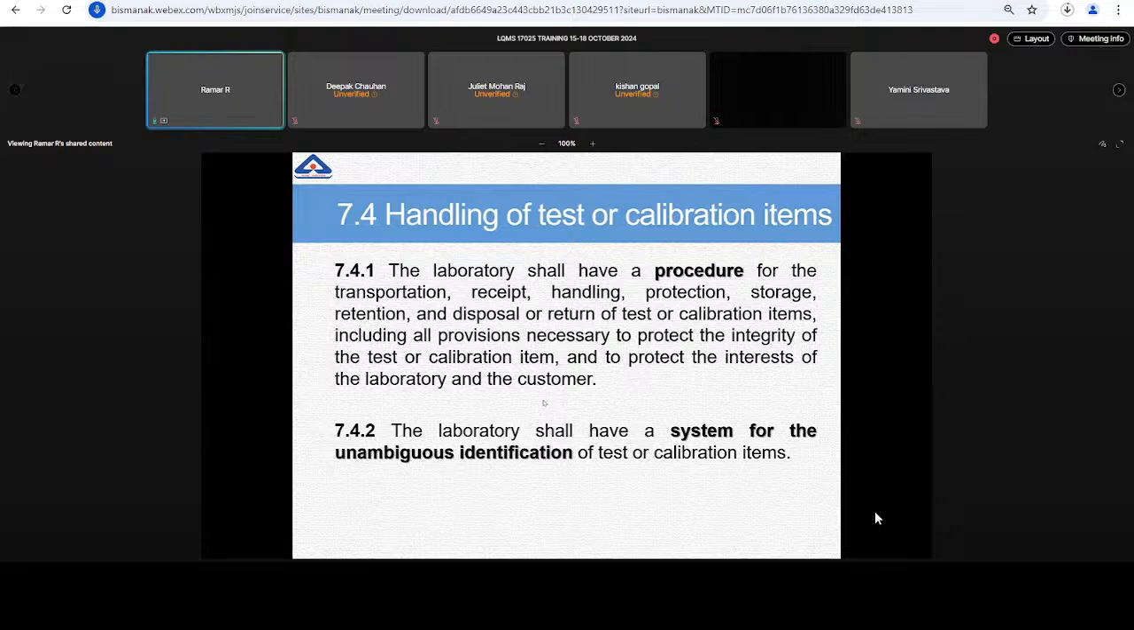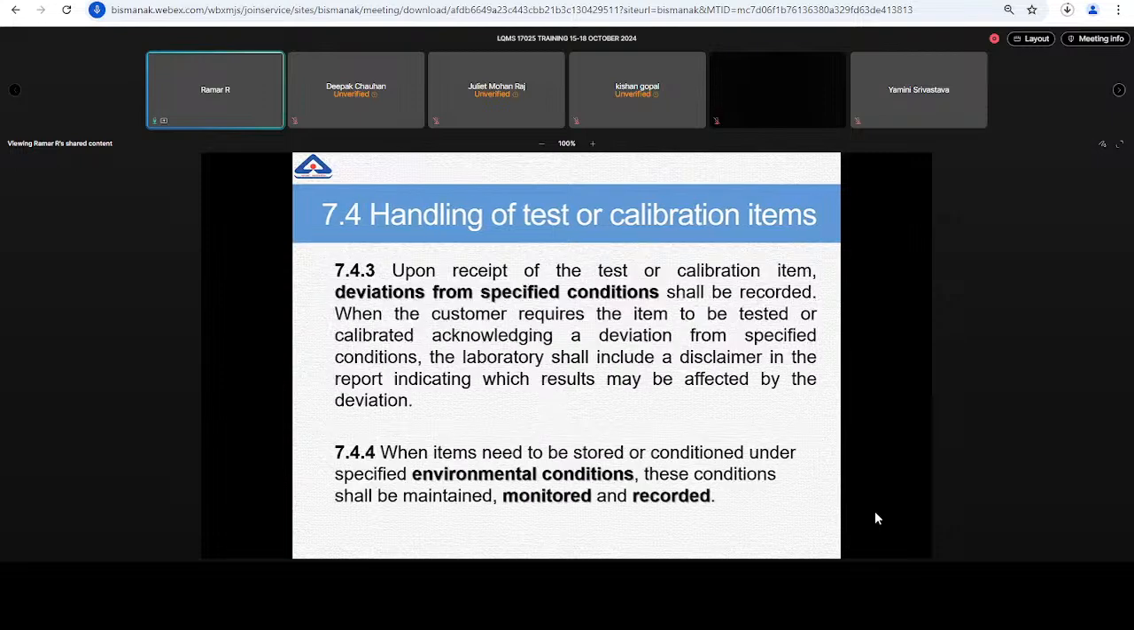Everything must be reviewed by the sample receiving personnel, and the sample receiving personnel must be aware of the handling of this test item, and must be trained on the procedure for clause 7.4, and also for clause 7.1. So the personnel must be trained, and must have a copy of these two procedures for handling of the request as well as the handling of the test item or calibration item. They have to review whether the item is received as per the conditions; then it is okay.